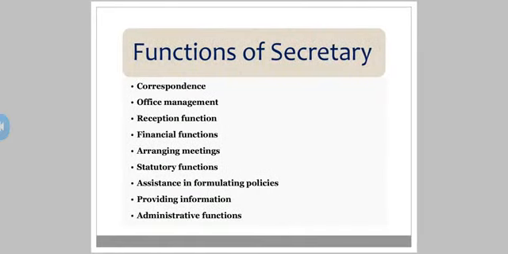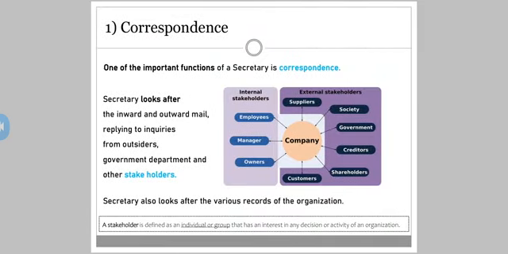See here, there are 9 functions given in your textbook: number 1 correspondence, then office management, reception function, financial functions, arranging meetings, statutory functions, assistance in formulating policies, providing information, administrative functions. Let's see each of these in detail. The very first function is correspondence.